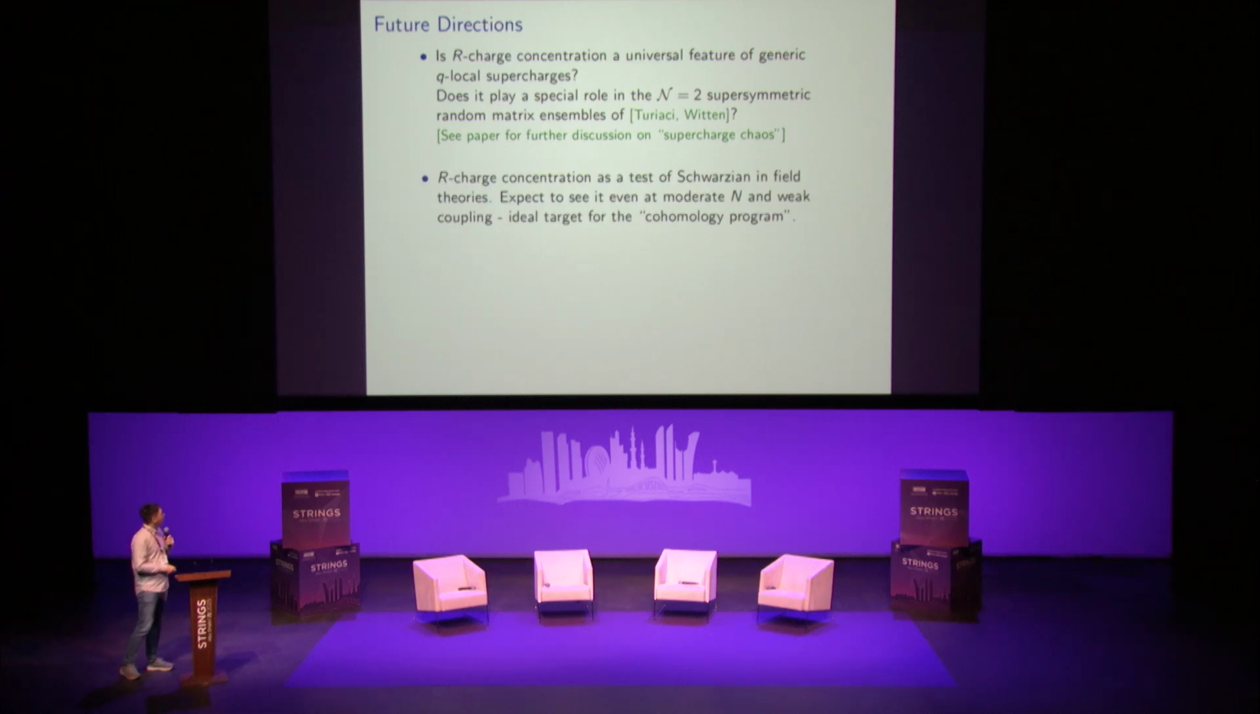Along the same line, I think this R-charge concentration phenomenon is a good way to test Schwarzian from first principles in field theories. The reason is that, different from some other features, this feature of R-charge concentration we expect to see even at moderate n, some small value of n, and weak coupling. So that makes it a very ideal target for the study of BPS cohomologies in these models.